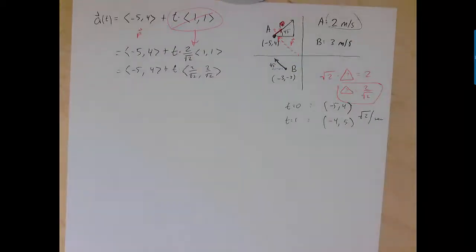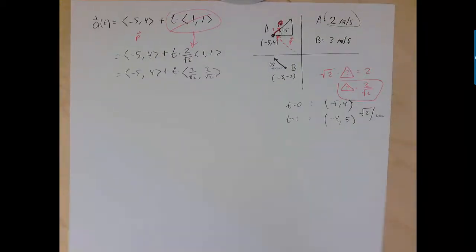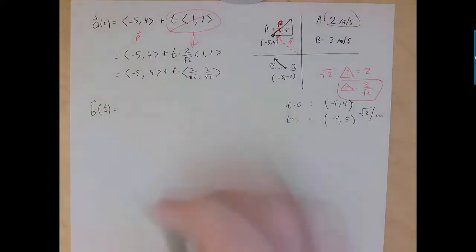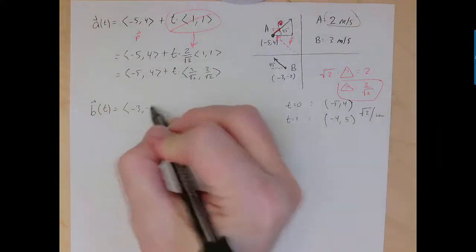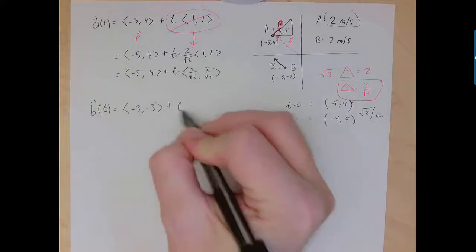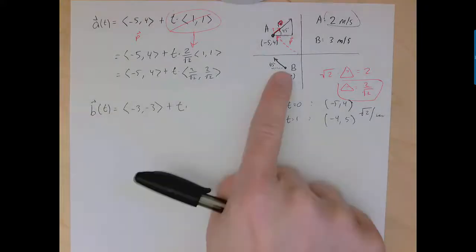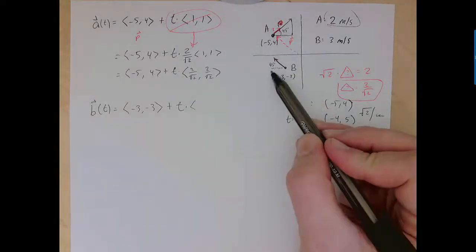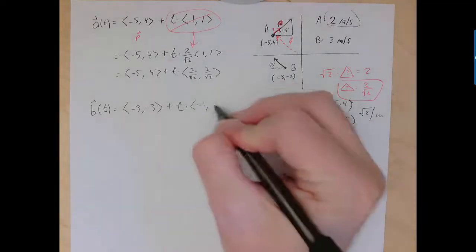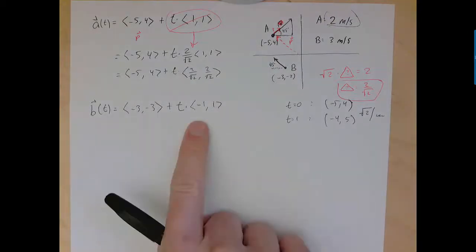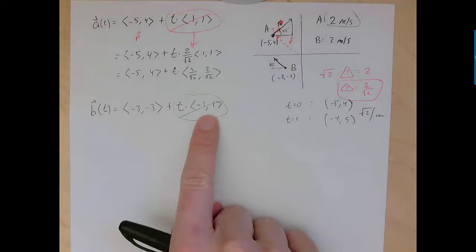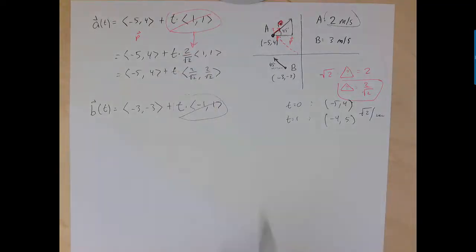Let's do the same thing a little bit faster for person B. Person B's position vector starts at -3, -3. I'm going to add on to that time times a vector that's pointed in the direction I want. So let's see, -1, 1. That looks like it's going to take me in the direction that I want. But again, this is going at the wrong speed. This is going at a speed of √2 for the same reason that the other one was.